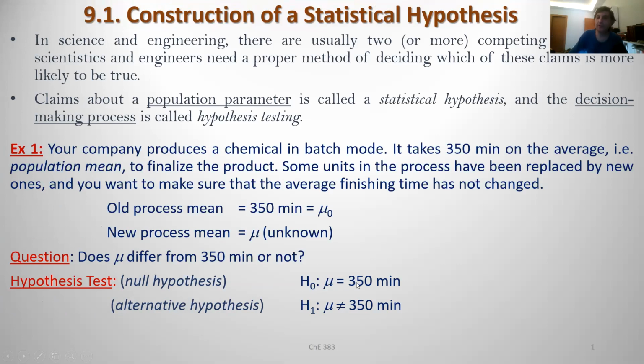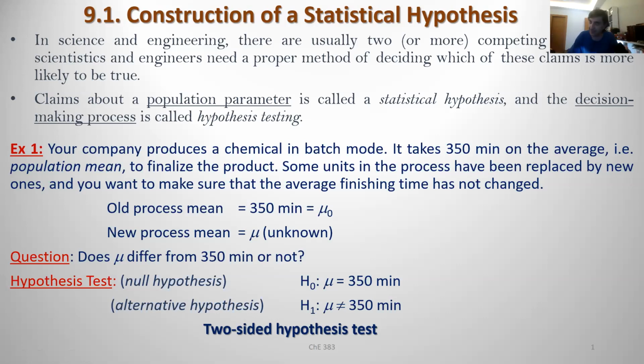The first person says that mu is equal to 350 minutes. The second one, note that he or she does not say anything about an equality. Actually, this is an inequality. No, it is not equal to 350 minutes. This is what we call a two-sided hypothesis test. Why do we call it two-sided?